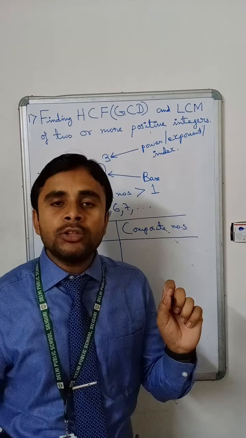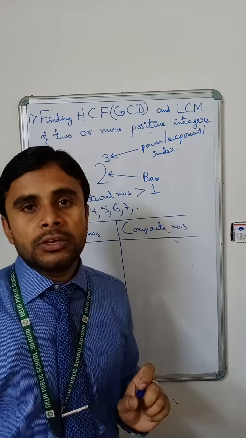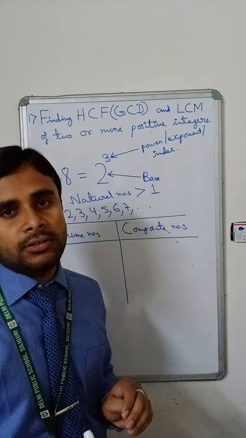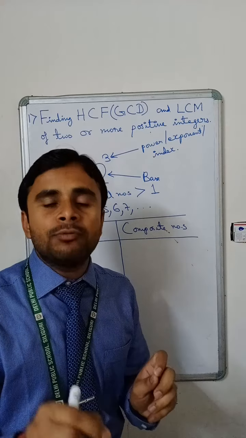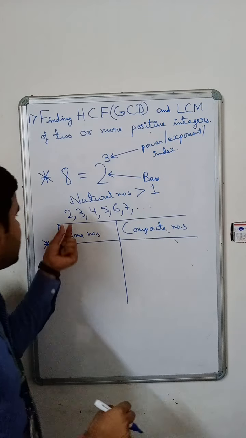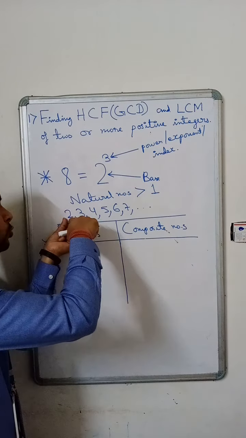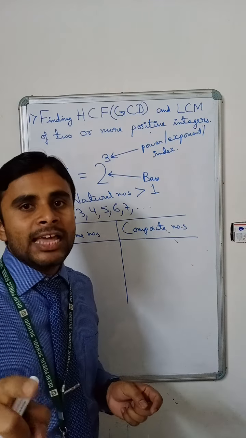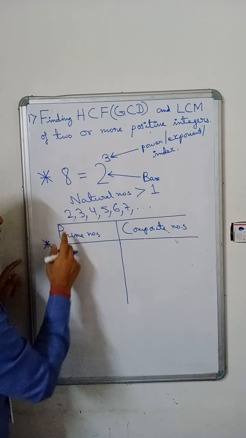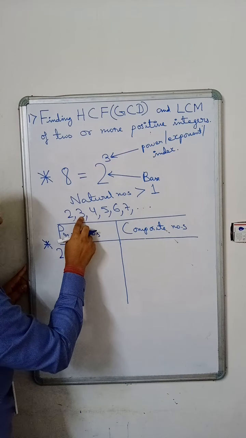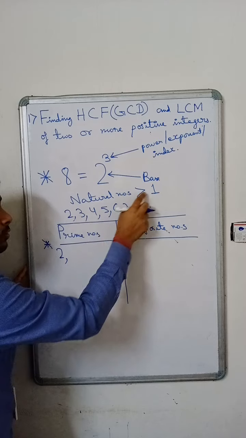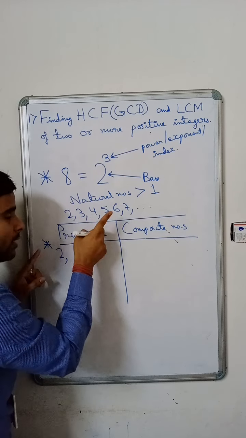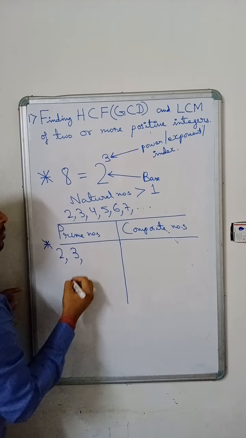Prime numbers are all those natural numbers greater than 1 which are only divisible by the number itself and 1. Number itself and 1, we have to check. Let's start from the first natural number greater than 1, that is 2. 2 is divisible by 2 and 1 and no other number, so that's why 2 is a prime number. 3 is a natural number more than 1 which is divisible by 3 and 1, so that's why 3 is a prime number.